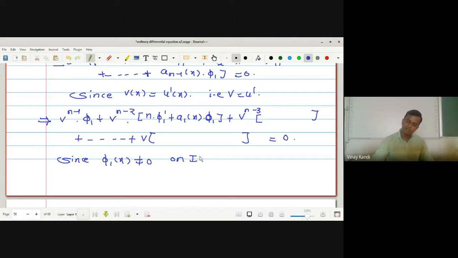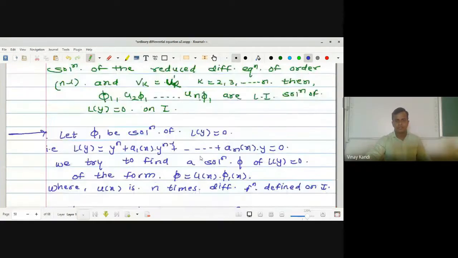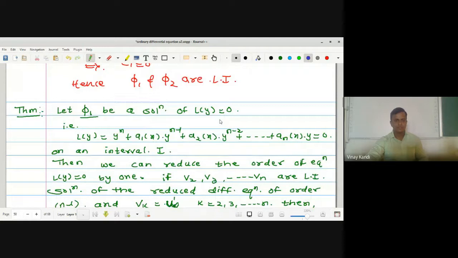Okay, look at the theorem: if phi 1 is a solution on an interval I and phi 1 of x is not equal to 0 on I.